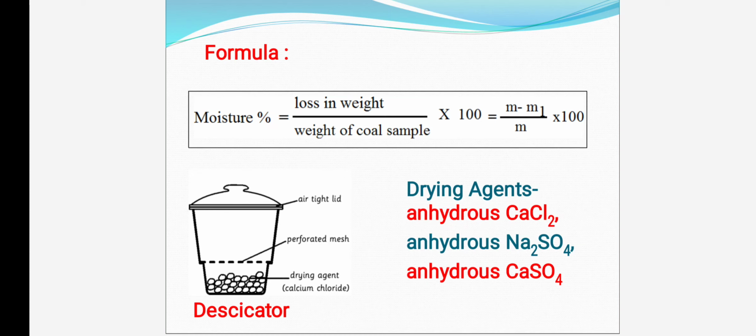Dear students, here I have shown 3 drying agents. What is the role of these agents? To absorb the moisture and create a moisture free environment. So no need to remember all 3. One simple one you can keep in mind, that is anhydrous CaCl2. Anhydrous means what? Absence of H2O. It is completely dry. That's why the agent is a drying agent.